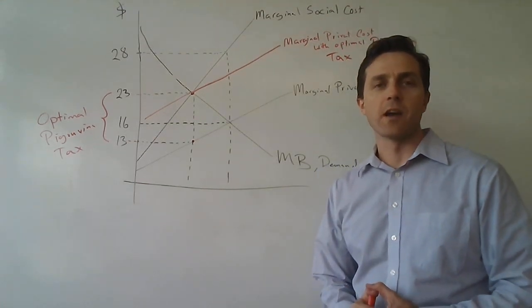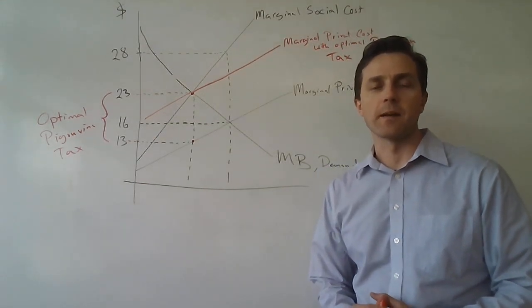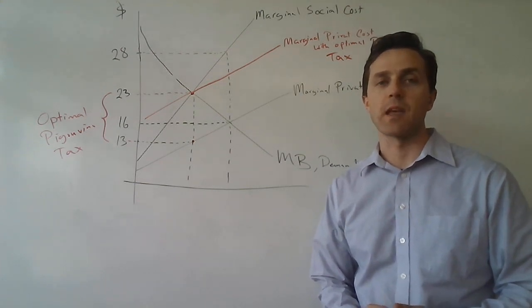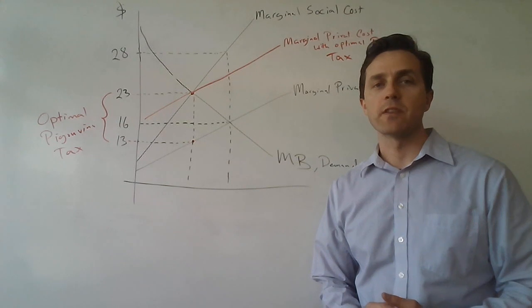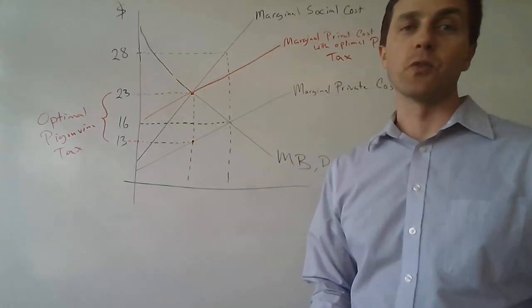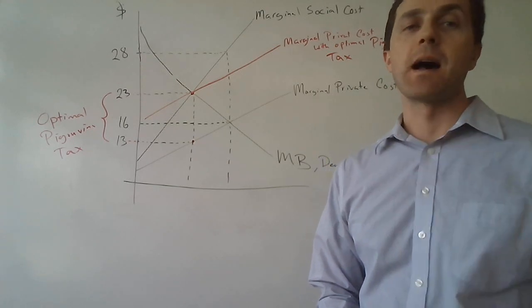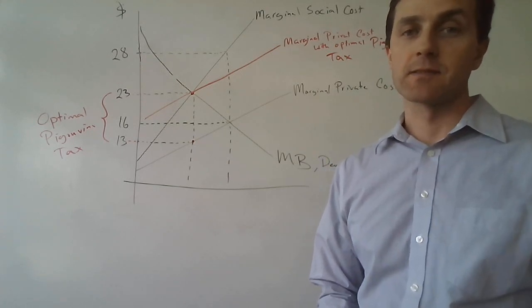In this video, we are going to look at a market where there's a negative externality and how this market could actually be brought into a situation where it's at the social optimum by using a Pigouvian tax, right?